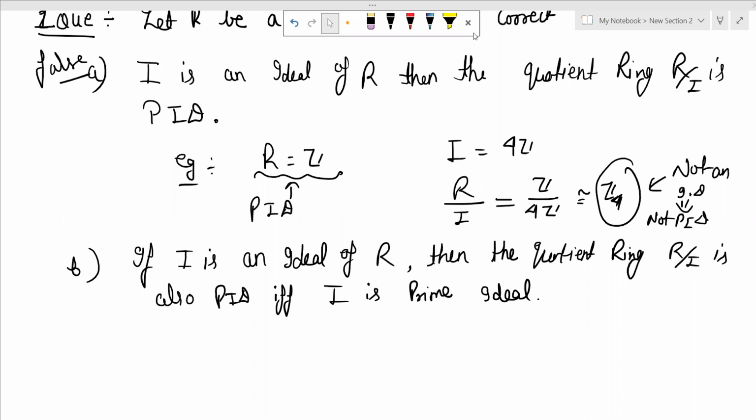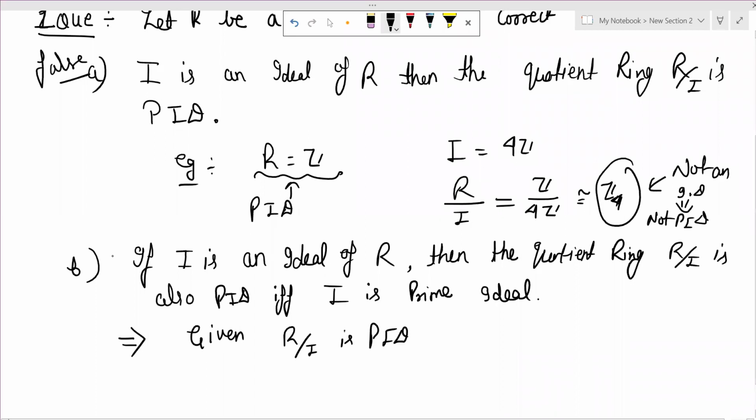Okay, let me write. Suppose the forward implication first. Given that R mod I is a PID, this implies R mod I is an integral domain, which implies I is a prime ideal. So we are done. Now for the converse implication.